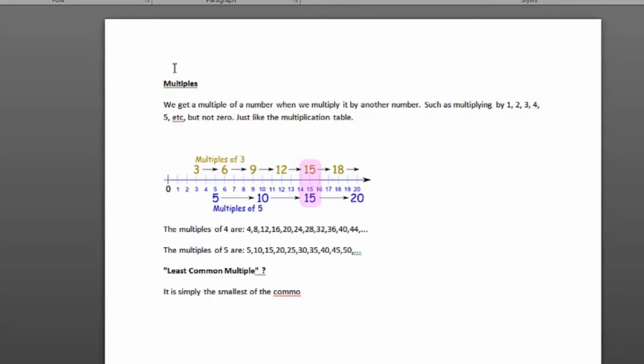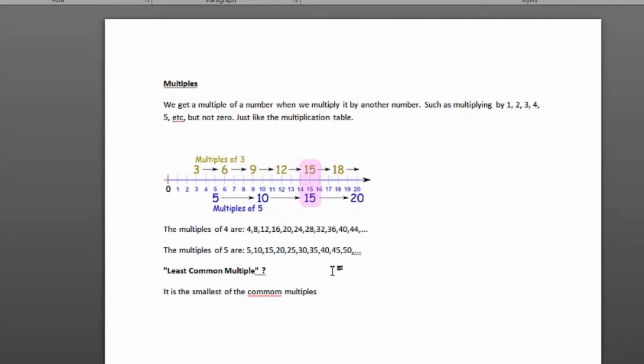In order to find a common multiple, you have to look at the multiples of the numbers and find which ones are common. A common multiple of 3 and 5 is 15. Another one would be 30. So these are common multiples. A least common multiple is the common multiple with the least value. In this case it would just be 15. And the least common multiple of 4 and 5 would be 20, because 20 is a common multiple and it's also the least common multiple.